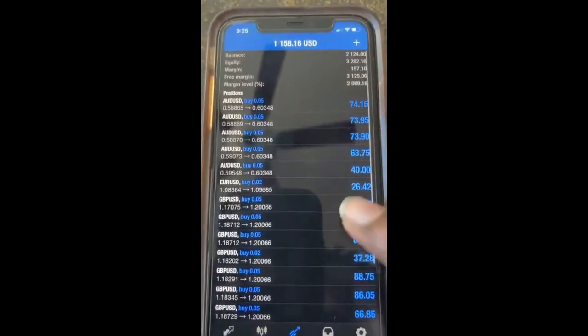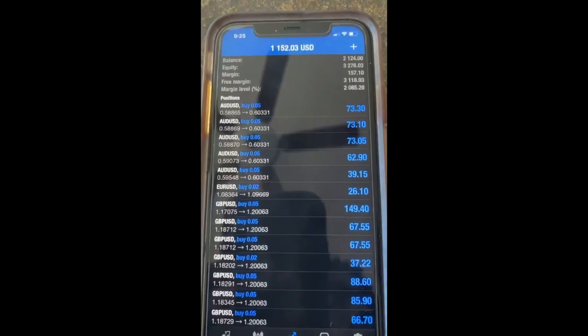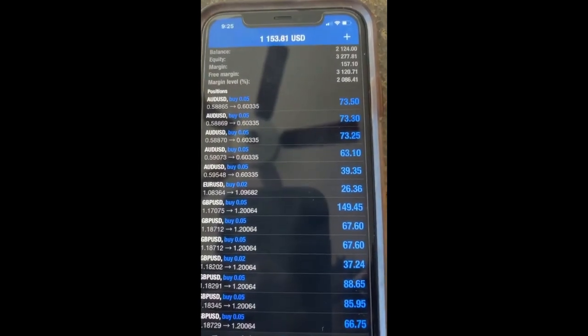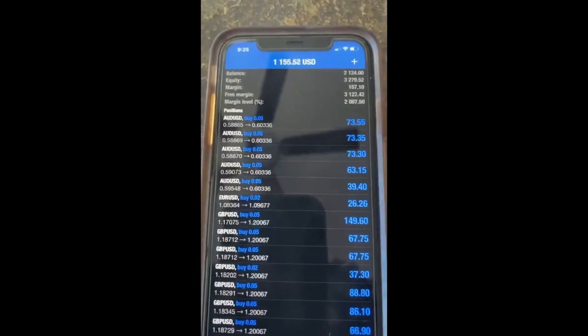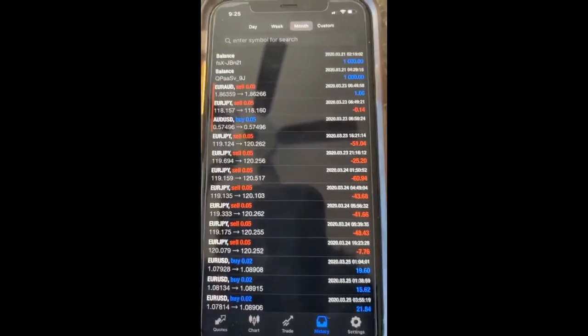Floating 1,000. That's my profit for the week. You see that? It's easy like that. You just get in, find the entries, make profit. And I did lose on this account too. Look, just so you guys know, for those that think that I don't take losses, I take losses too.